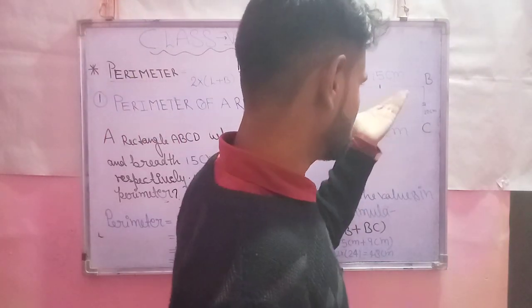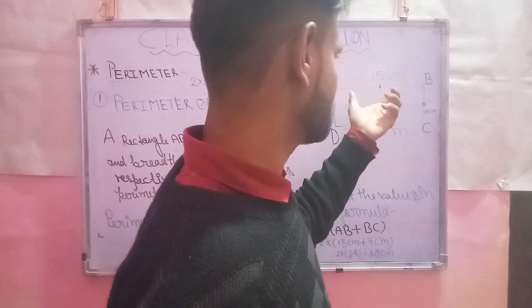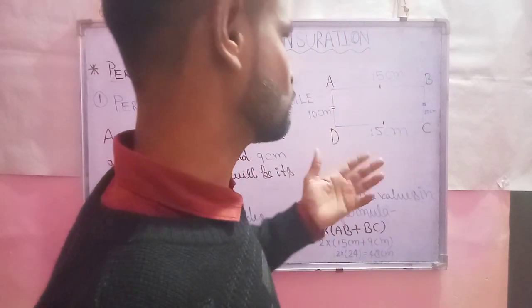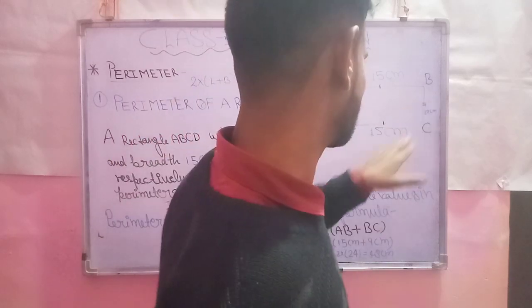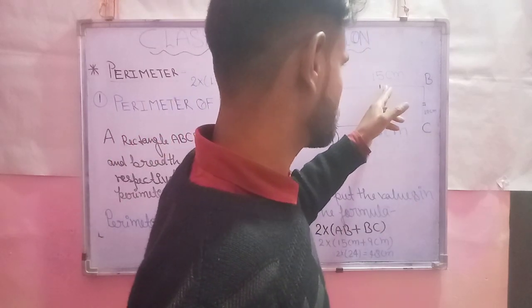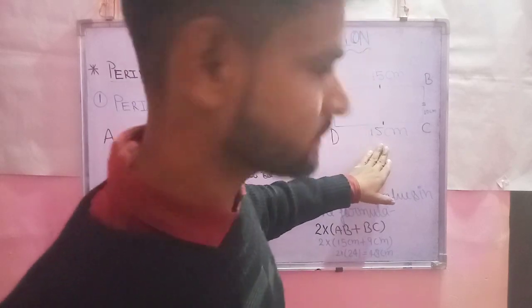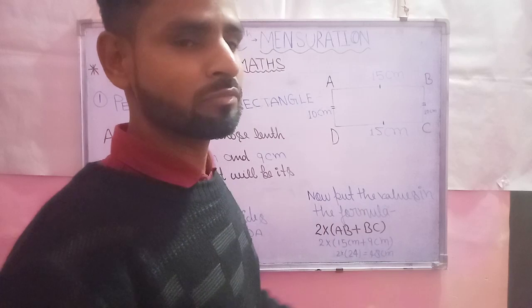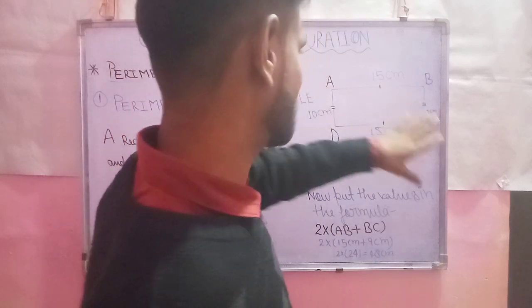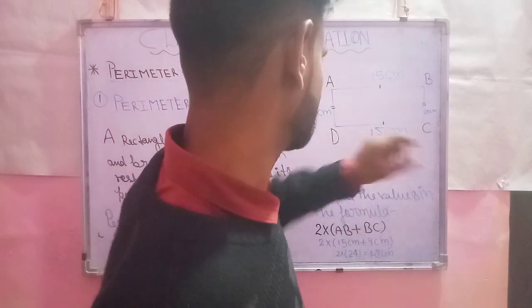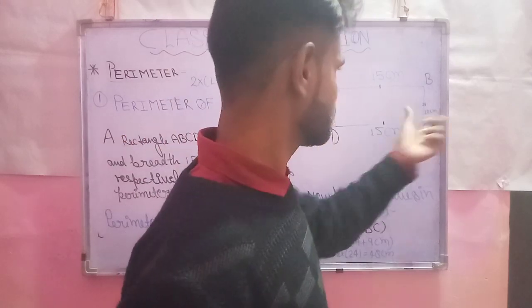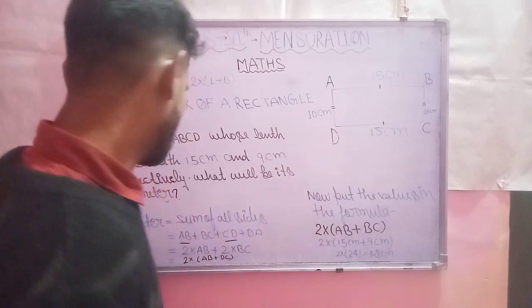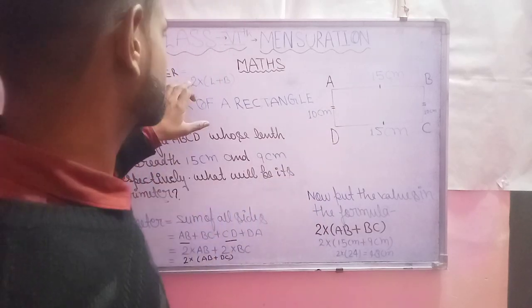If we look at this rectangle, we have opposite sides which are equal to one another, like AB equals DC. This is given as 15 centimeter, and this is also 15 centimeter. The other sides which are equal to one another are AD equals BC, given as 10 centimeter and 10 centimeter. Got it? Now we want to put these values in the formula.